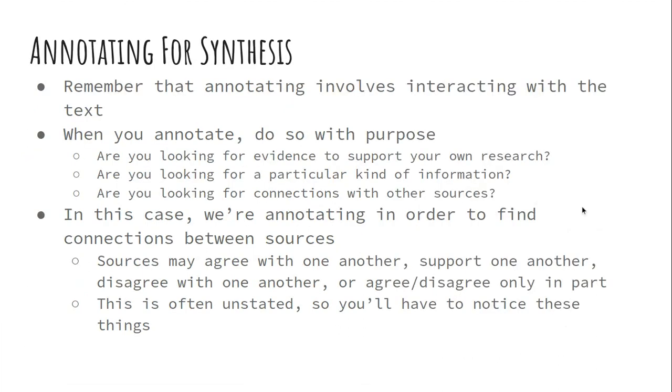So, what does annotating for synthesis look like? Remember that annotating involves interacting with the text. This is when you are going to be highlighting key information. You might be writing yourself some notes in the margins about things that you find interesting. But remember that when you're annotating for synthesis, you're going to be doing this with a purpose. So you might be looking for evidence to support your own research. You might be looking for a particular kind of information that you need to fill a gap in a paper that you're writing. Or in this case, you might be looking for just those connections with other texts, right?